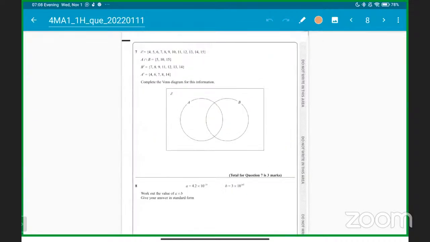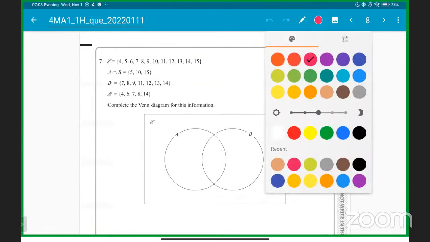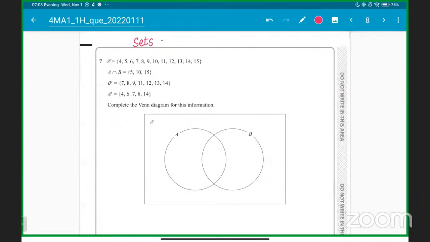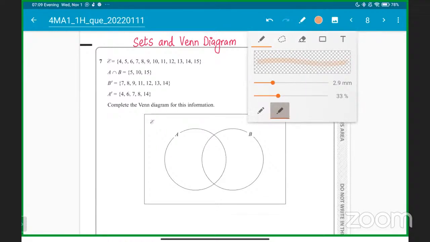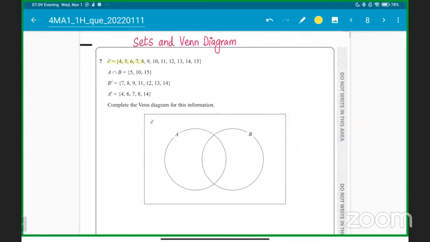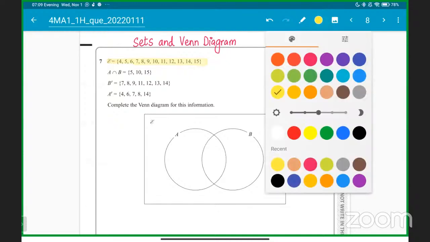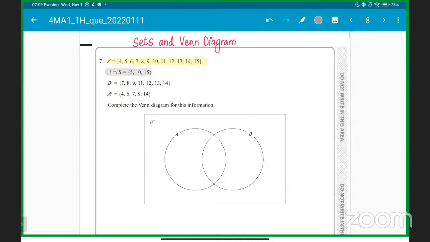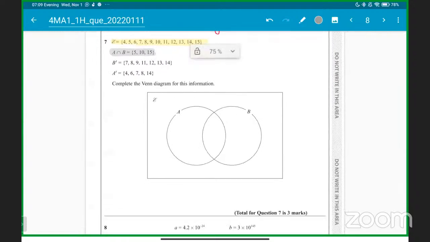Yes, definitely, sure. Okay, question number 7 is about sets and Venn diagrams. The universal set is 4, 5, 6, 7, 8, 9, 10, 11, 12, 13, 14, 15, and A intersection B is 5, 10, 15. B complement is given, and A complement is given. We have to complete the Venn diagram for 3 marks.